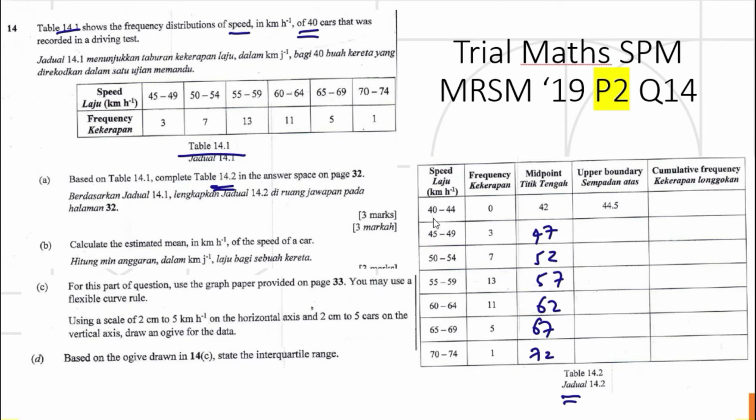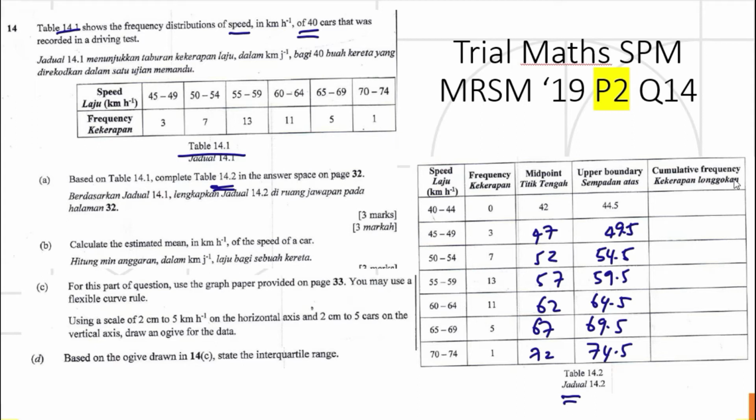For the upper boundary, you see this one is 44 and the next one is 45, so the boundary is the midpoint between them. This one is 44.5, this one is 49.5, this one is 54.5, this one is 59.5, this one is 64.5, and here is 69.5, and here is 74.5.